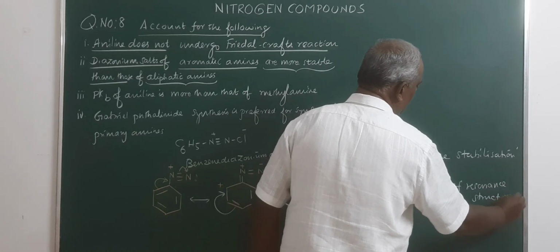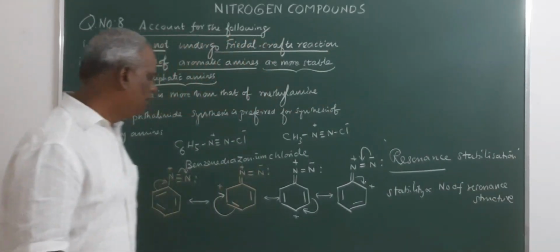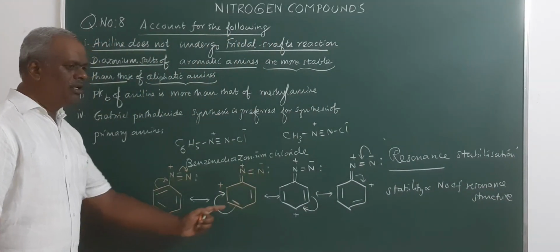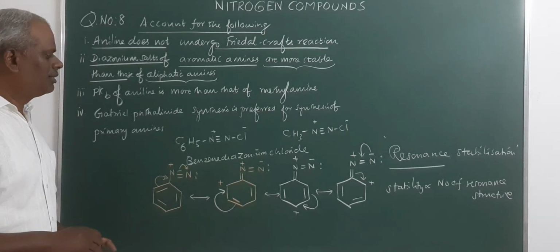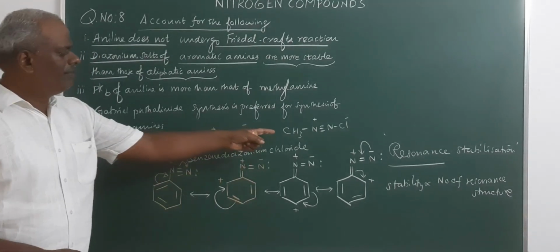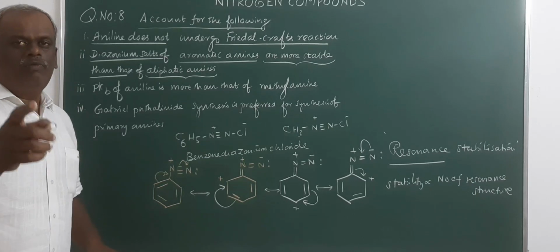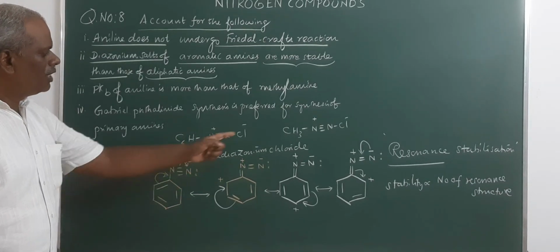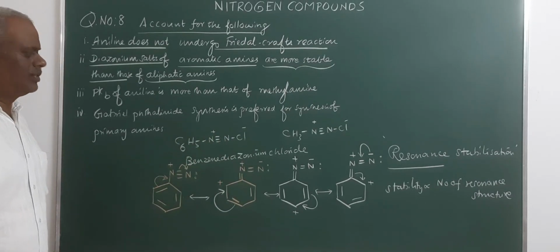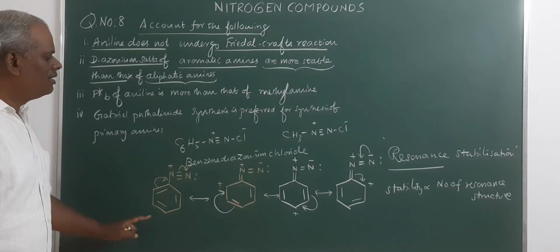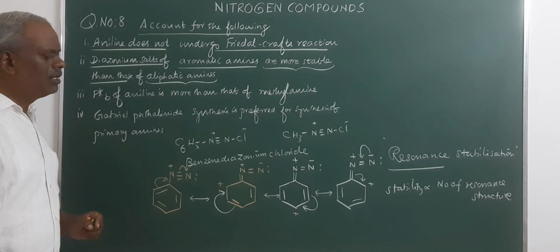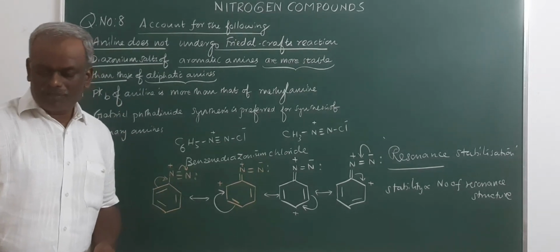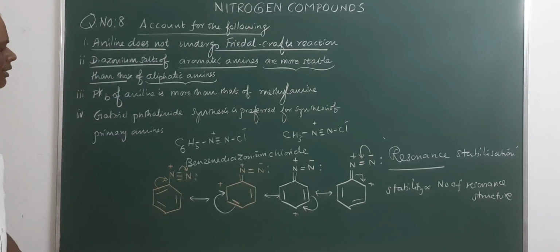Here, these are the various resonance structures possible for the particular diazonium salt. But in the case of aliphatic amines, we don't have such kind of diazonium, or we don't have such kind of resonance structures. And this is the explanation, and this is the account for the second subdivision. And likewise, we are given the other one.